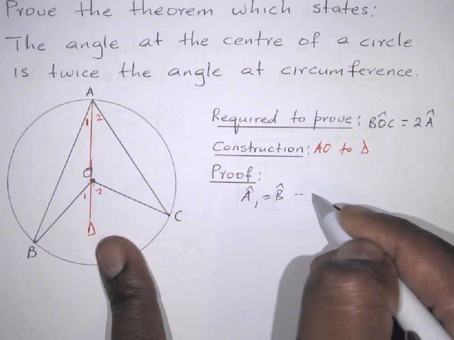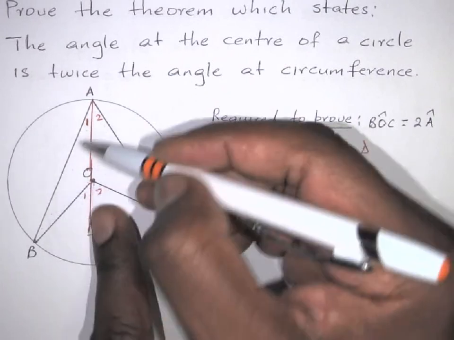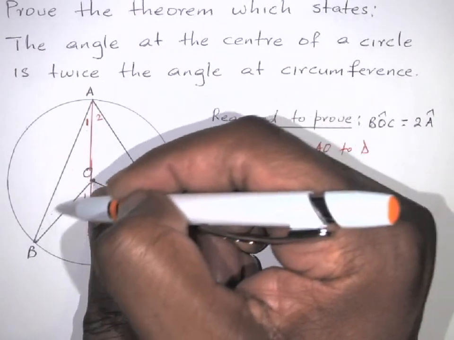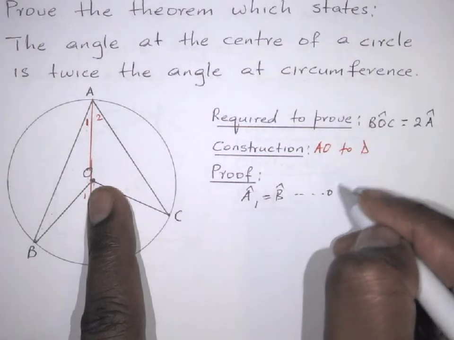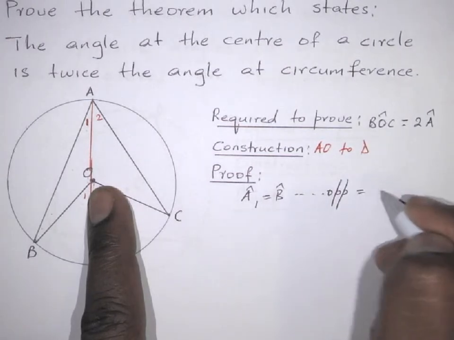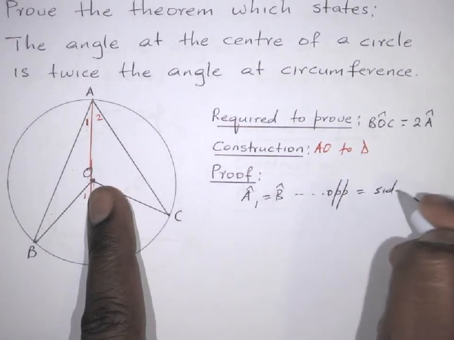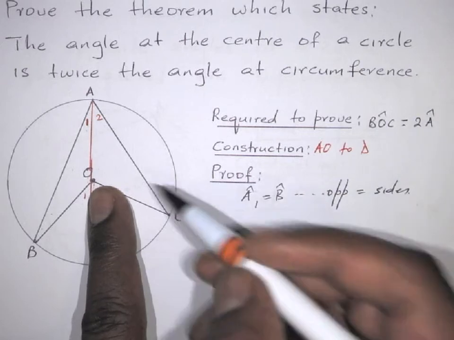Why are they equal? Why is that angle equal to that one? It's because they are subtended by equal sides. They are just opposite equal sides. Next, now let's check here.